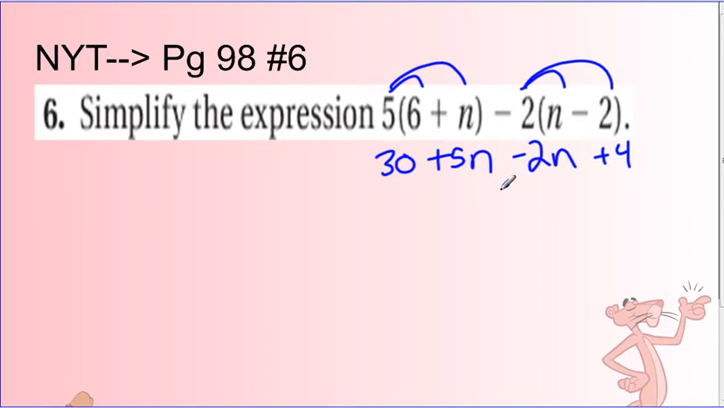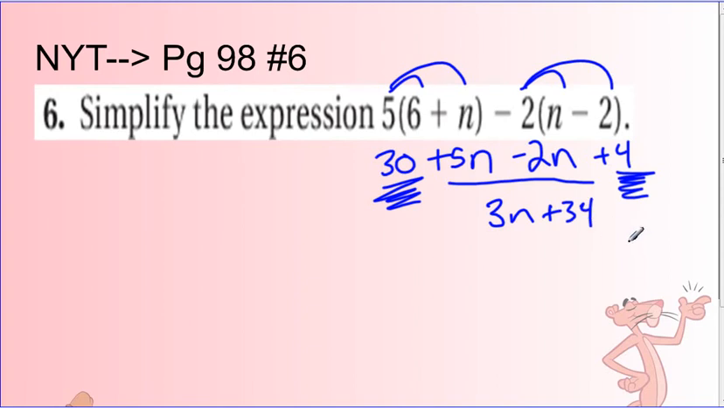All right. Combining like terms, we've got some n's, positive 5n and negative 2n. I can combine those together. Those signs are different, so I'm going to subtract them and get a 3n. And then this 30 and this 4 are also alike. I can combine them together. They're both positive, so when you add it up, you get 34. So 3n plus 34, and we're done.